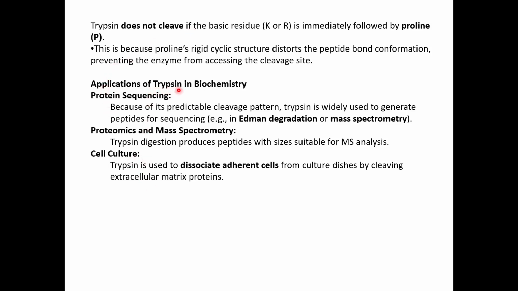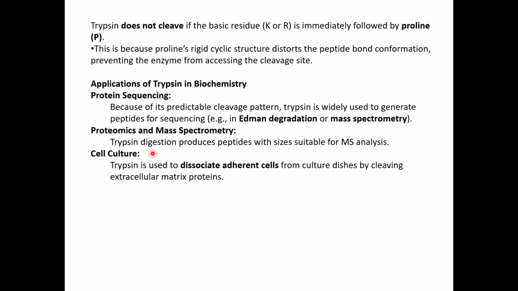The basic applications of trypsin in biochemistry are in protein sequencing, in proteomics and mass spectrometry, and also in cell culture. Because of its predictable cleavage pattern in protein sequencing, trypsin is widely used to generate peptides for sequencing. It is used in both Edman degradation and in mass spectrometry, which is more recently used. In proteomics also, we use mass spectrometry. Trypsin digestion produces peptides with sizes suitable for mass spectrometry analysis.